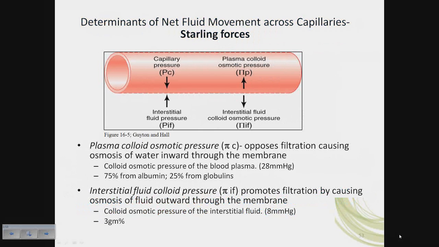There are 2 colloid pressures. Now in the picture, plasma colloid osmotic pressure is designated as pi P. But on my actual typed slide, you'll notice that I changed it to pi C. I think it's just easier for me to remember pi as colloid osmotic pressure and C, I think, inside the capillary. So I'm using the letter C to be consistent with the capillary hydrostatic pressure, the letter C that was used for that force. So capillary colloid osmotic pressure.